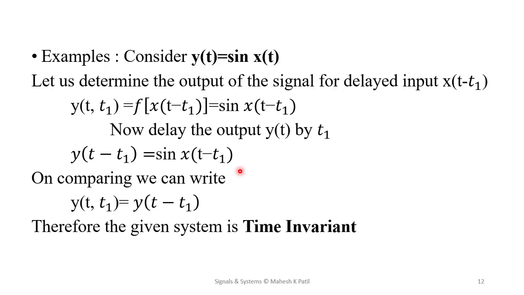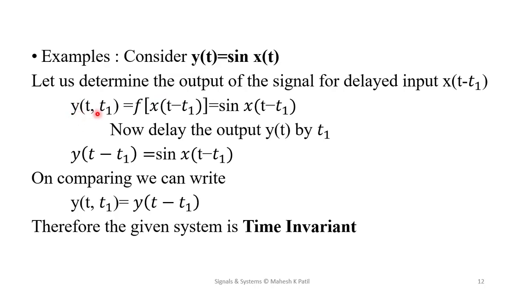We'll see one example for time invariant or variant system. So consider this example, y of t equal to sin x of t. We'll find out whether this is time variant or invariant. So let us determine the output of this signal for delayed input of x of t minus t1, meaning we are going to write the output y of t as the delayed output for the delayed input.